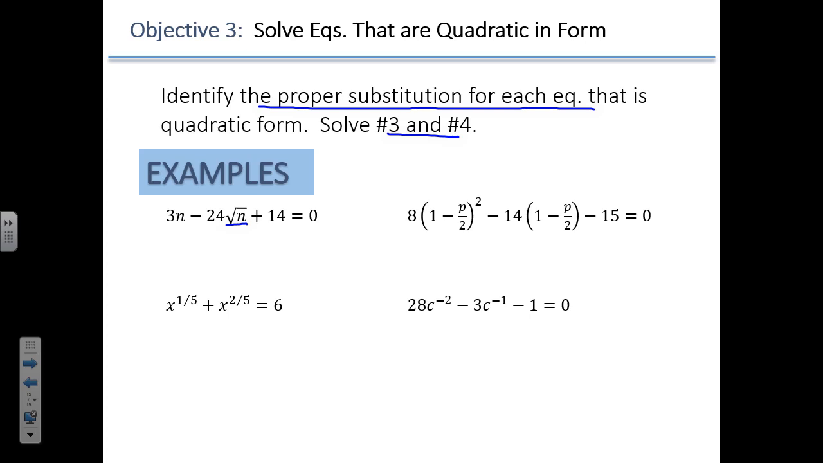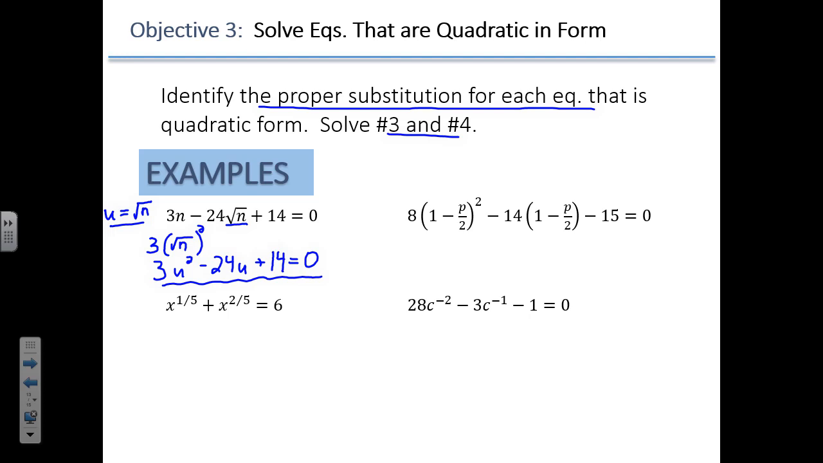The square root of n, let's let that be our value for u. U is the square root of n. Then this becomes 3 times the square root of n squared, or in other words, 3u squared, minus 24 times the square root of n, or 24u, plus 14 is equal to 0. Now we could solve that quadratic, solve for u, and then like we did in the last example, we could back substitute to solve for n.